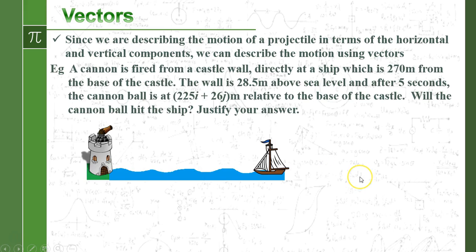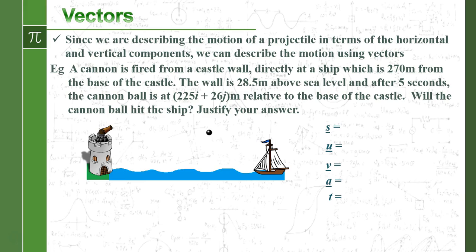So we've got a cannonball being fired at a ship from a castle, and we've got some information about how far the ship is from the base of the castle, how high the castle is, and all this kind of stuff. And we've got to work out whether or not the cannonball is going to hit the ship. So, off we go. There we go, there's our cannonball. Is that going to bash into the ship?